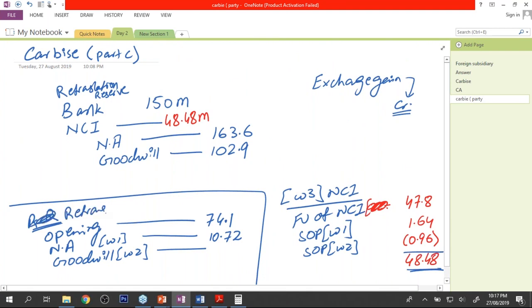It's retranslation reserve. I wrote it RR as a short form. We can call it retranslation reserve or OCE. It's the same. Anand is asking that, so once we ignore a question, can we come back and write it again? Yes, you can, Anand.